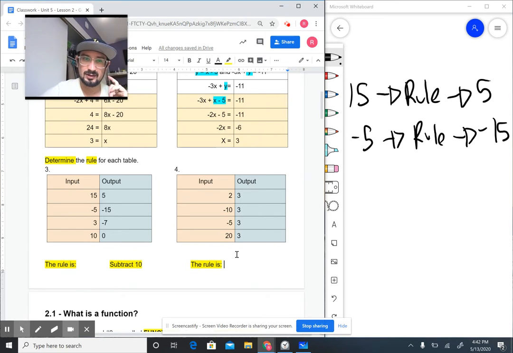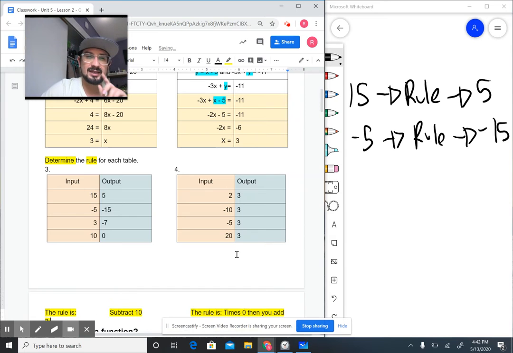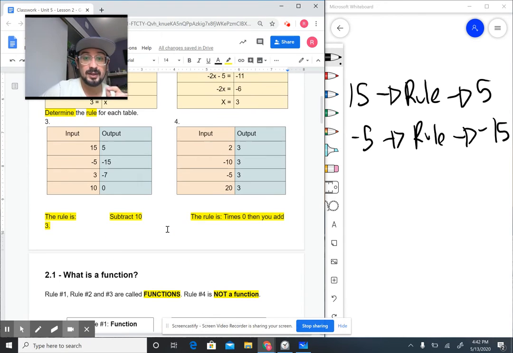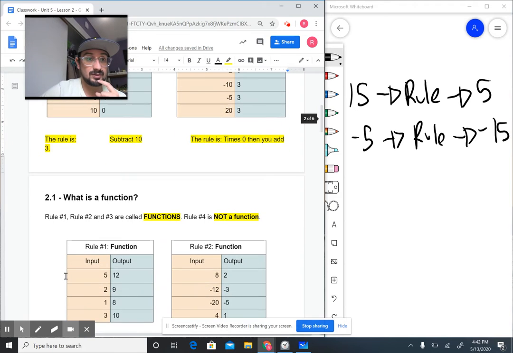Now this one over here looks a little strange because it's a bunch of 3's. A lot of people thought you multiply by 0, then you add 3, which is a good mathematical rule. Or you could just think of it like this: the output is 3. The output is always 3. Y is always equal to 3. Okay, so that's it for the warm-up.